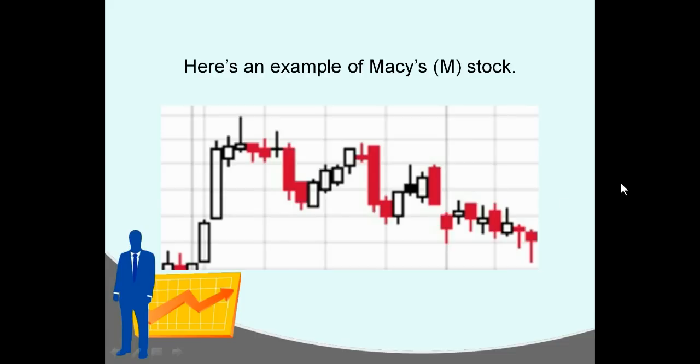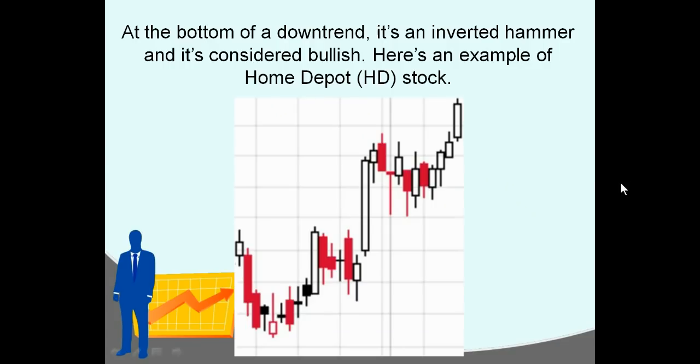What about an inverted hammer? Well, if it's at the bottom of a downtrend, it's an inverted hammer, and it's considered bullish. Here's an example of Home Depot stock. See, it's down, down, down, some big red candles here going down, and then right at the bottom, right when it stopped going down, up, up, and up.